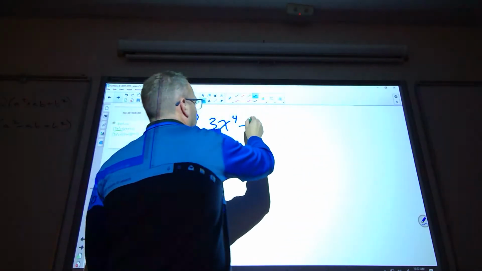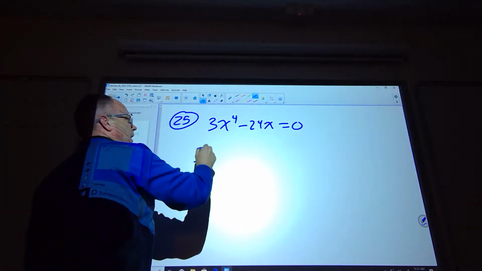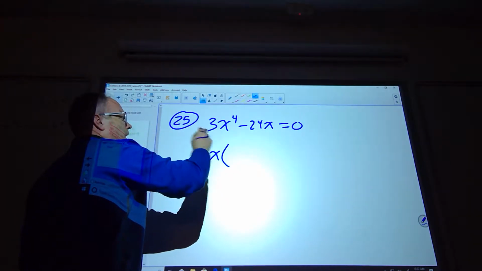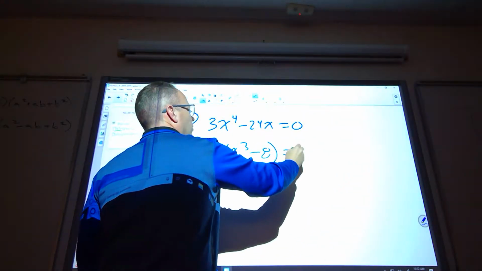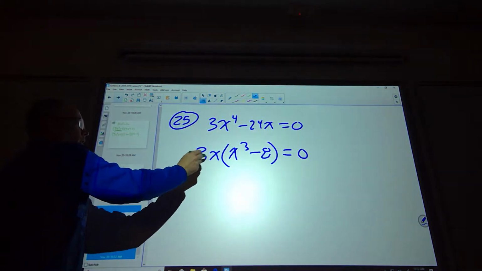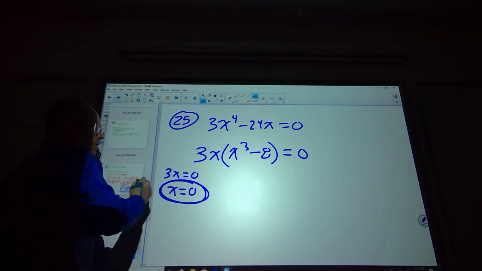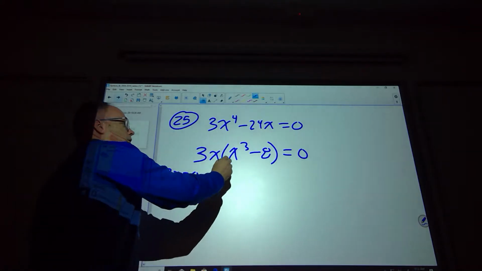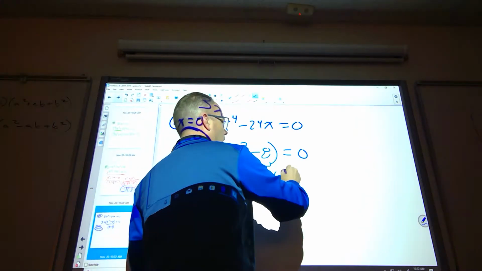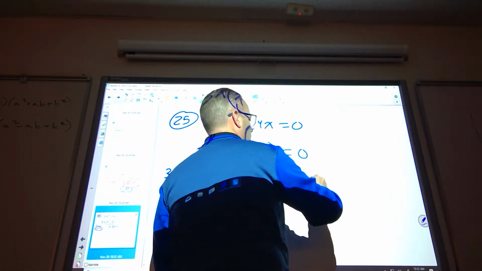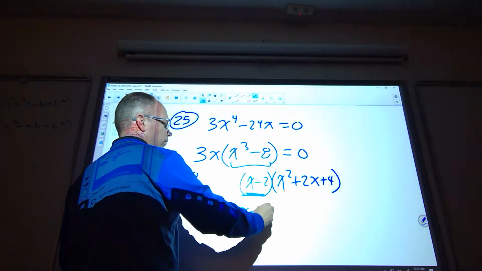Minus 24x. All right, I'm going to factor a 3 and an x out of both. And then that's going to give me x to the third minus 8. Is that okay so far? So we can go ahead and solve this for 0. So here's one answer. Don't forget this one. That's going to be one answer. And then this is the difference of two cubes. So x minus 2, x squared plus 2x plus 4. This gives me my other real solution.